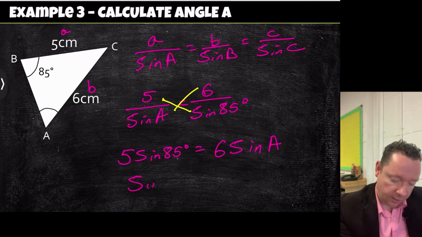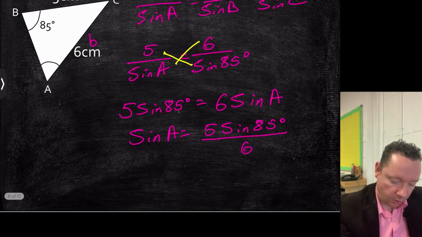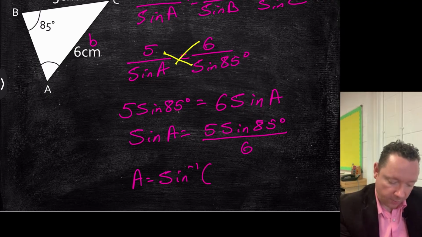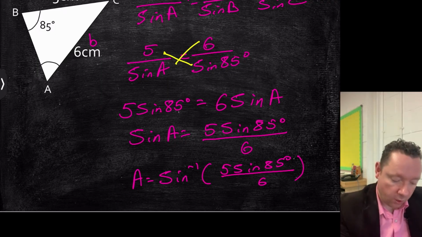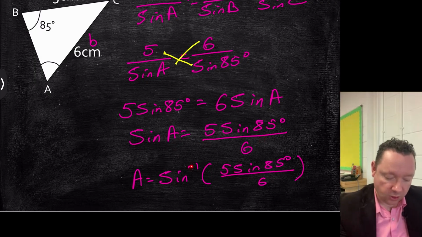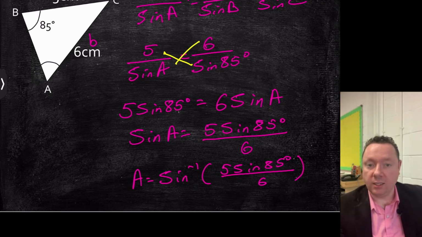So sine A is equal to 5 sine 85 divided by the 6 in front. And now we can just write down that A is equal to the inverse sine of all of that, which is 5 sine 85 over 6. And when we get to a calculator, we've got two options. You can either work that out first and then do the inverse sine, or you can just do it in one go using brackets. It's your choice.